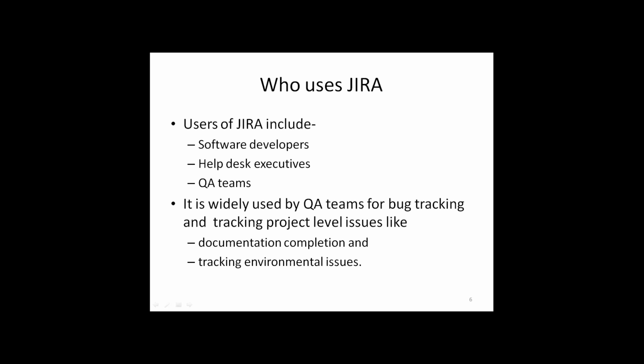Apart from that, QA teams can also track issues like documentation completion. So if the QA team is creating a knowledge document, a document on how a particular functionality works, they can track how much has been completed, who is working on it, what are the review comments, all these things can be tracked using JIRA. Or also environmental issues, like suppose the server is down, or suppose the third party software is not responding. All these environmental issues can also be tracked through JIRA.